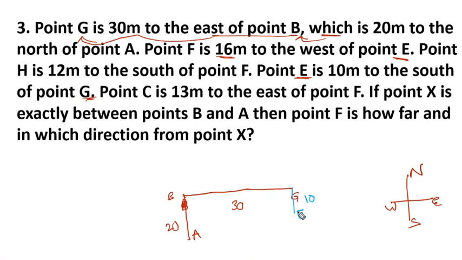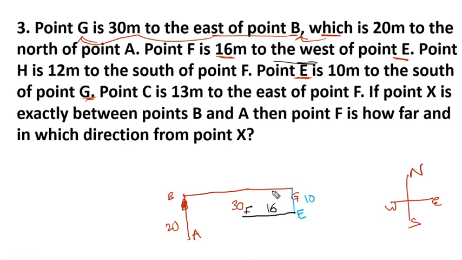Now as I have got E, we can use the previous points. Point H is 12 meters south of F, and I don't know F. Point F is 16 meters west of E. Okay, so let's use this point. So here I have E. To the west of E, F is present at a distance of 16 meters.